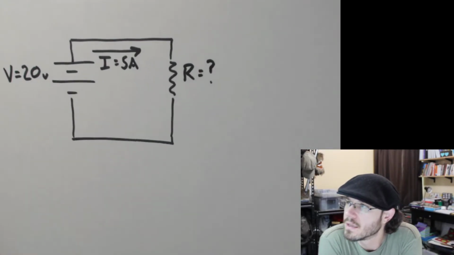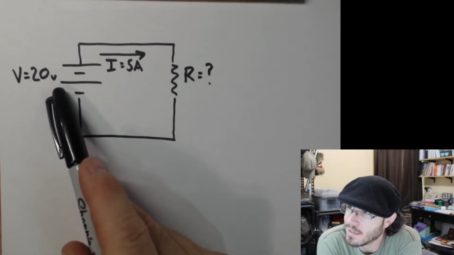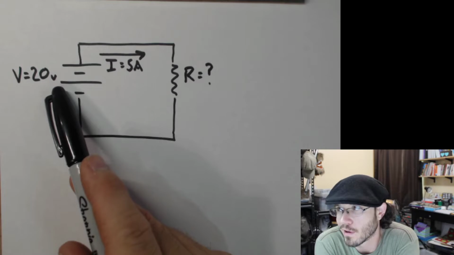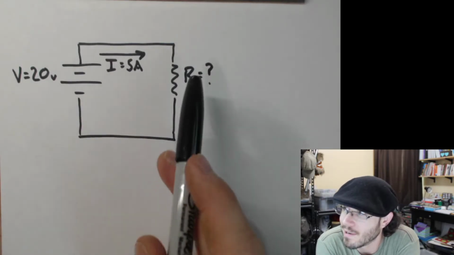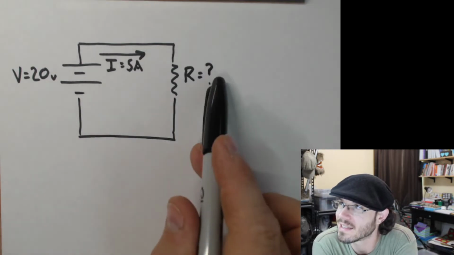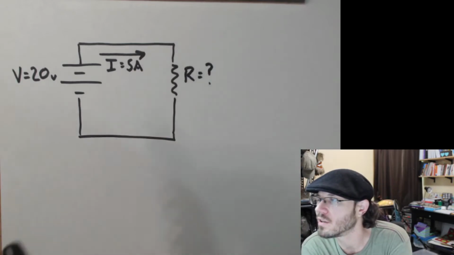Okay, so check it out. 20 volts of EMF applied, 20 volts of our voltage source applied to the circuit, causing 5 amps to go through it. However, I don't know what the resistance is. Can I calculate it? Absolutely. I got 2 of the 3. So what's R equal to?